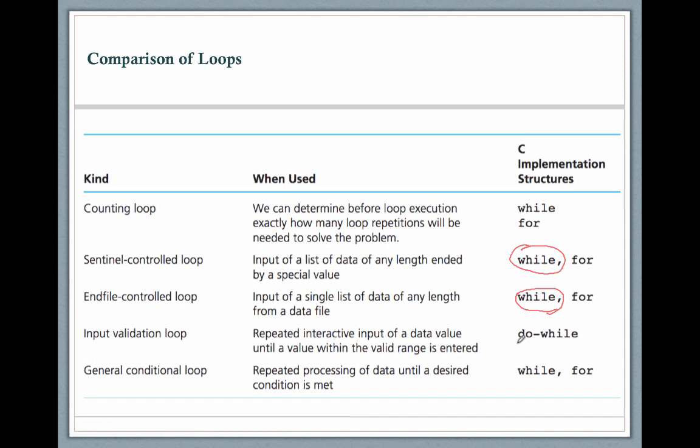If you're going to be sure that it's going to at least run one time, like a game or something, usually if you log on to a game, you play a round of the game and then you decide if you want to go again. So that would be a do while. And for other conditional loops, again, anything you can do with a for loop, you can do with a while loop.